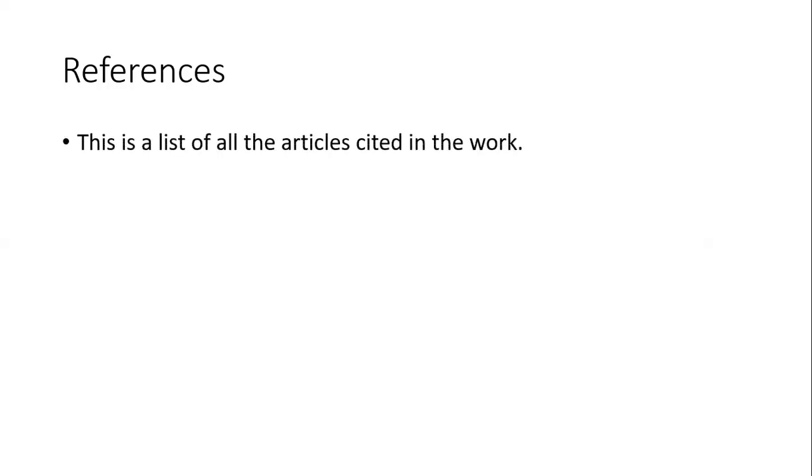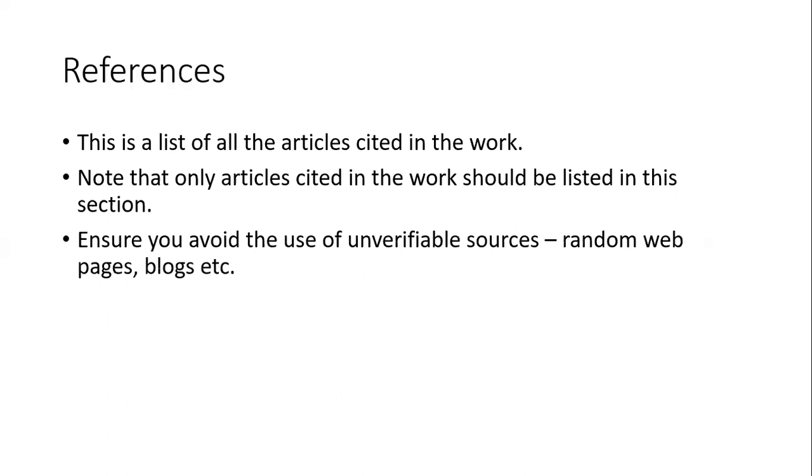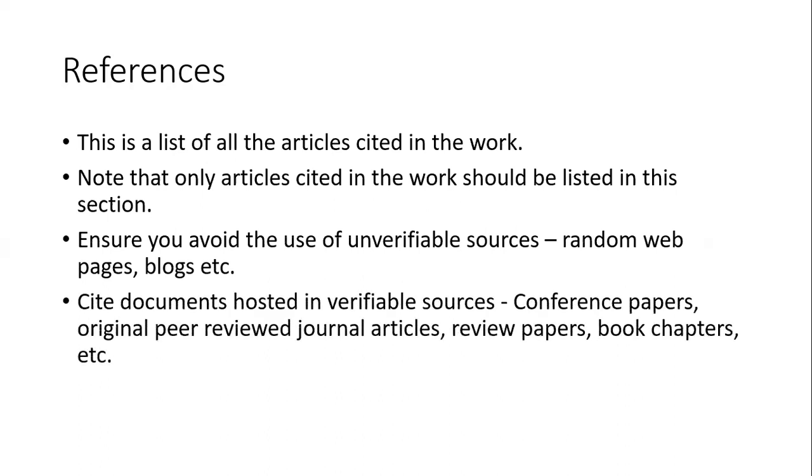And then the references section. This is a list of all the articles cited in the work. Note that only articles cited in the work should be listed in this section. You also want to ensure you avoid the use of unverifiable sources, say random web pages, blogs, and so on. Then you want to cite documents hosted in verifiable sources, such as conference papers, original peer-reviewed journal articles, review papers, book chapters, and so on.